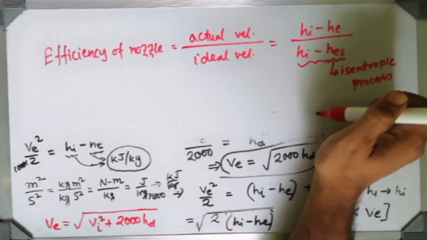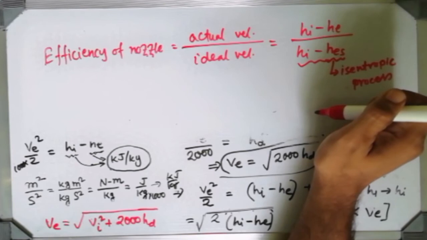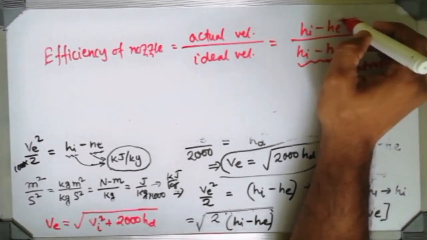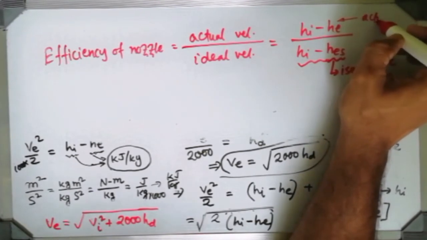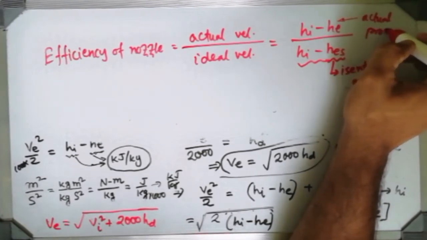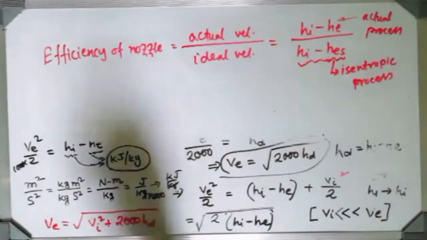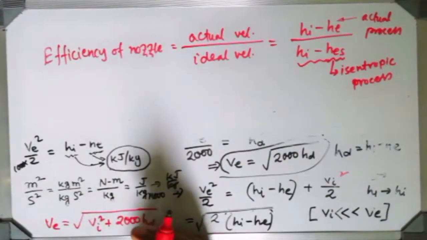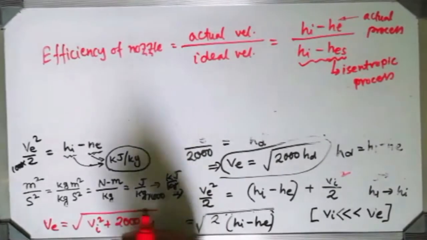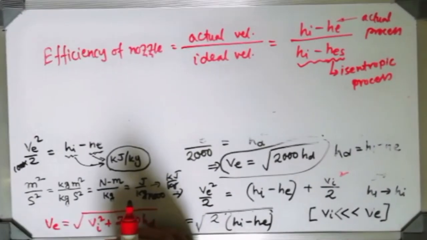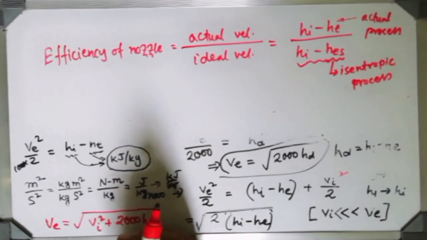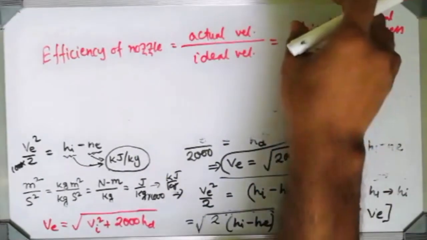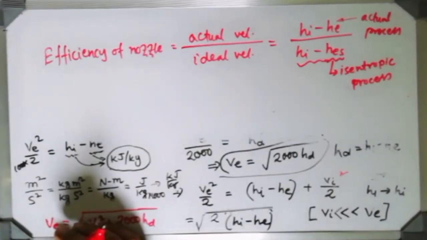And if it is an actual process, then this is the actual process. In an actual process, some heat drop will be there due to friction. Some heat will be lost to the atmosphere. You cannot stop the heat transfer actually. So all the time the denominator part will give you a higher value compared with the numerator part. That's why the efficiency will always be less than 1.